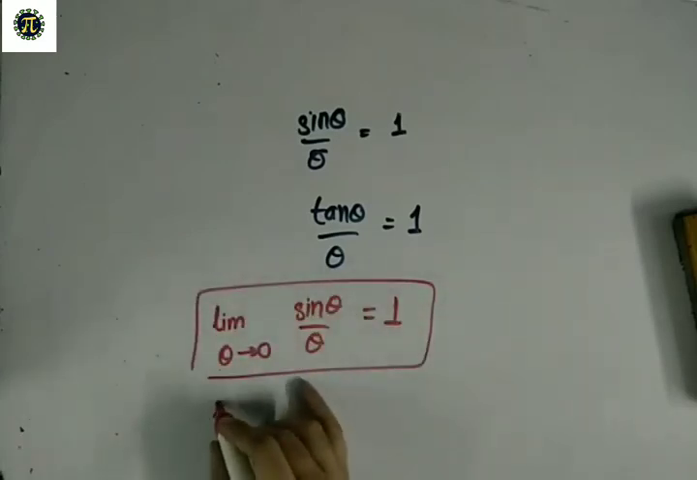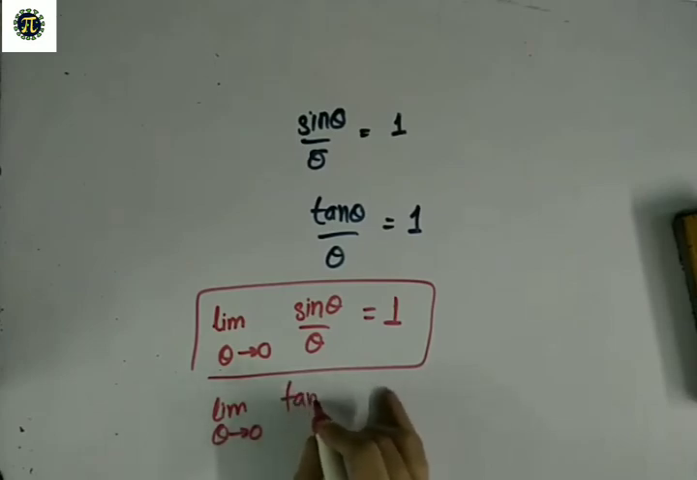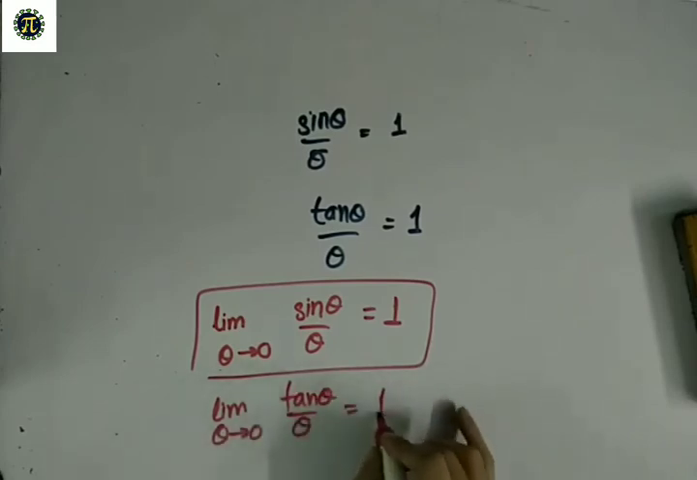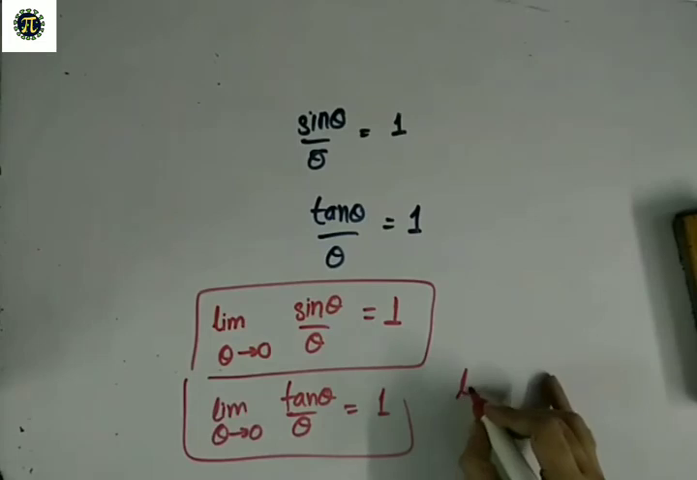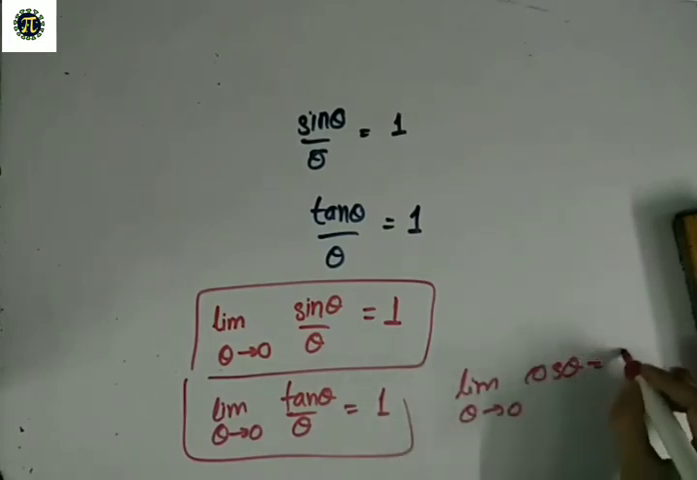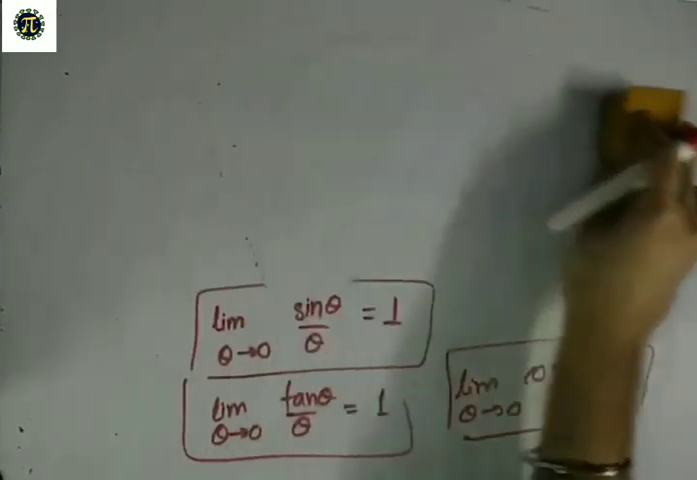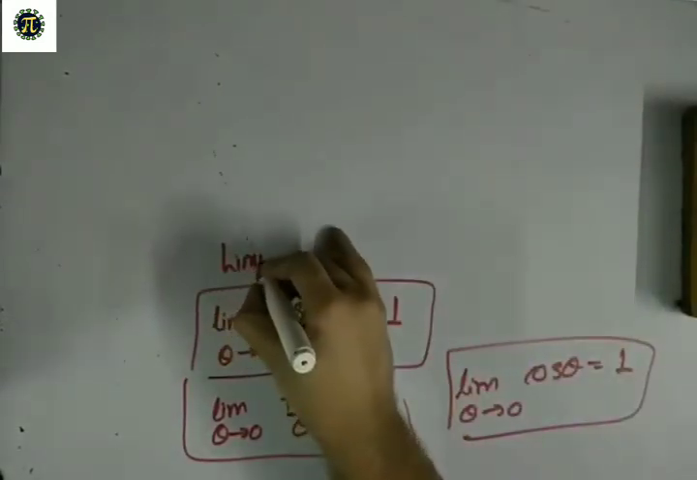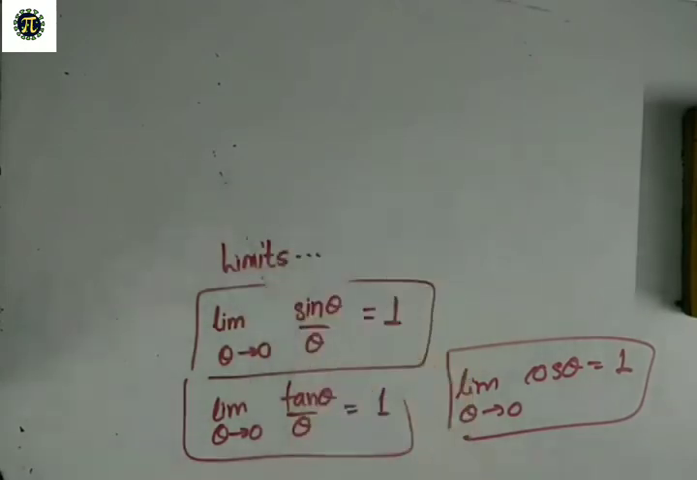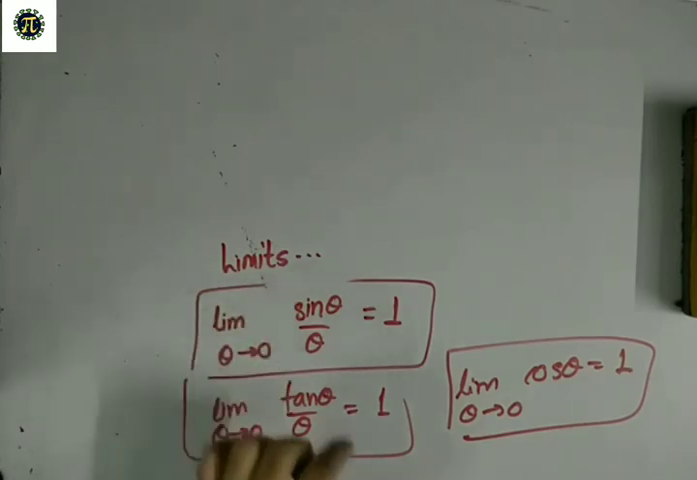We also write the limit as theta approaches 0 of tan theta by theta is 1, and the limit as theta approaches 0 of cos theta is 1. So these will be the formulas in the chapter on limits for your class 11th mathematics, but these can be derived here also. It's just implying that if an angle is very small, the ratio of sine theta and theta is 1.